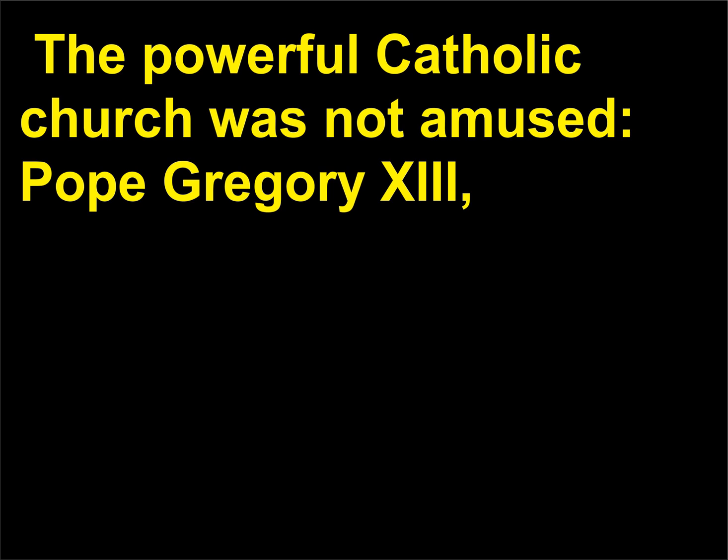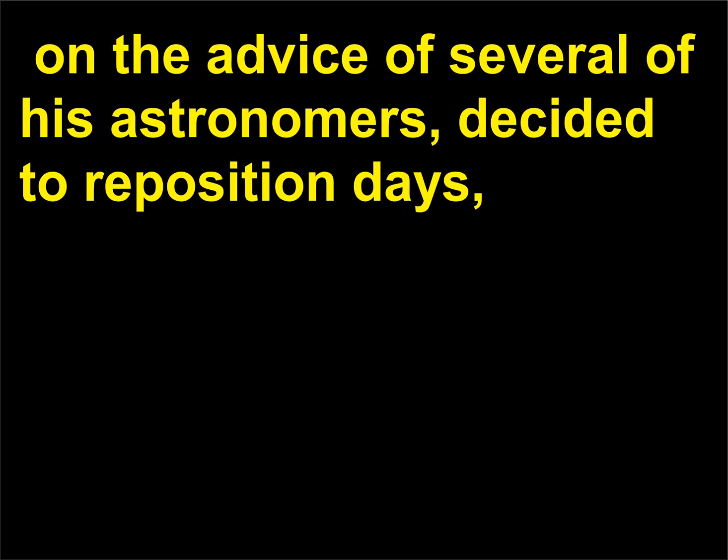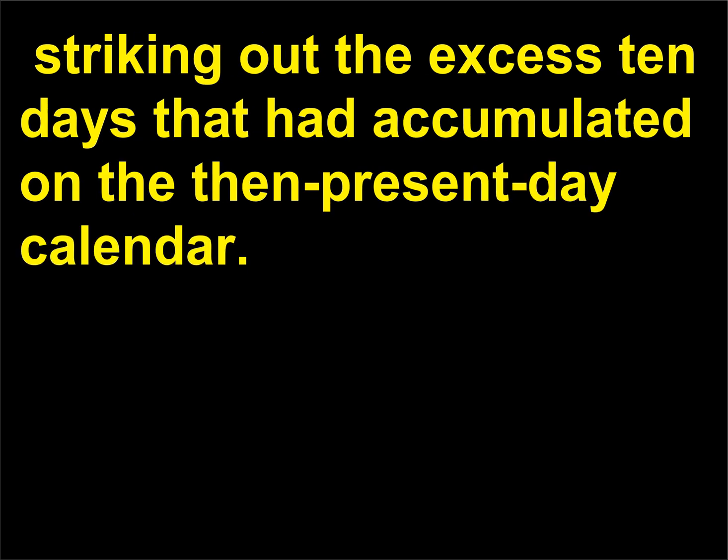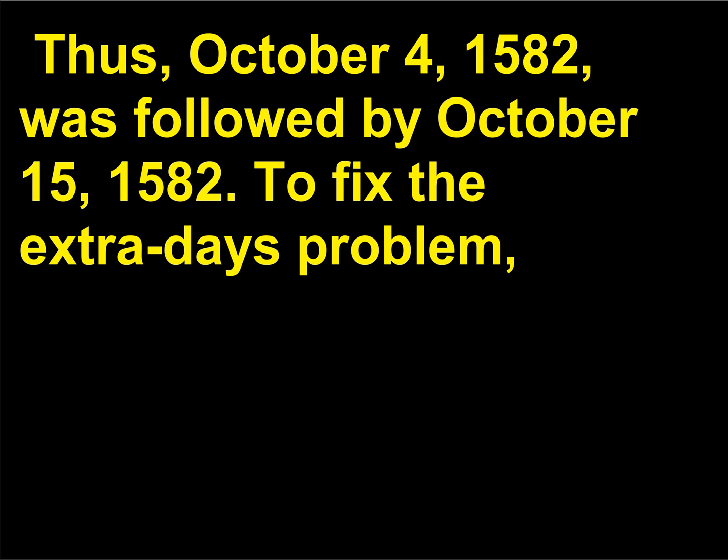Pope Gregory XIII, on the advice of several of his astronomers, decided to reposition days, striking out the excess 10 days that had accumulated on the then present-day calendar. Thus, October 4, 1582, was followed by October 15, 1582, to fix the extra days problem.